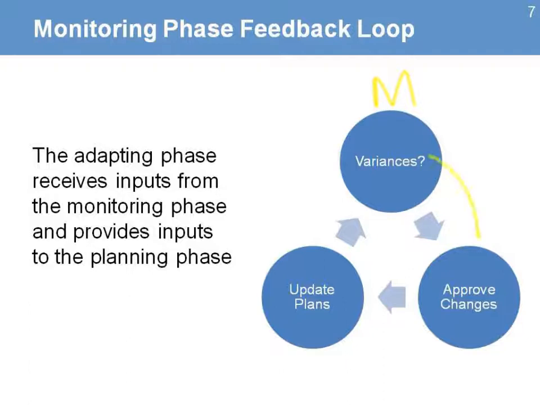So we bring that information and we make sure that those changes are approved. This is an important step. We're not just changing and trying to constantly change because things are happening. There has to be a process of approval. And that approval makes sure that the resources are available, that the change and the updates are relevant to the project and they will contribute to the success. Once those changes are approved, then we update our plans and then we go to the next phase.